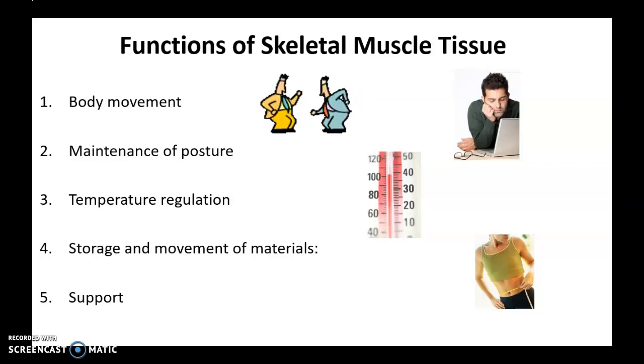Then support. Skeletal muscle is sometimes arranged in flat sheets or layers, such as along the walls of the abdominal cavity and the floor of the pelvic cavity. And these sheets of muscles protect organs and support their weight within the abdominal pelvic cavity.